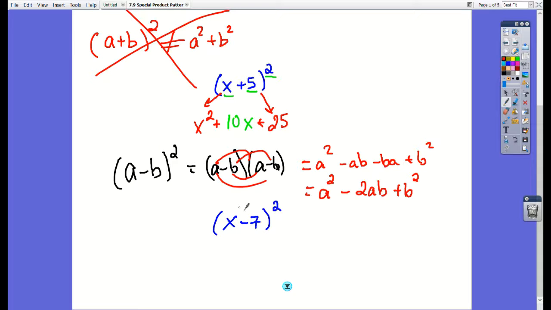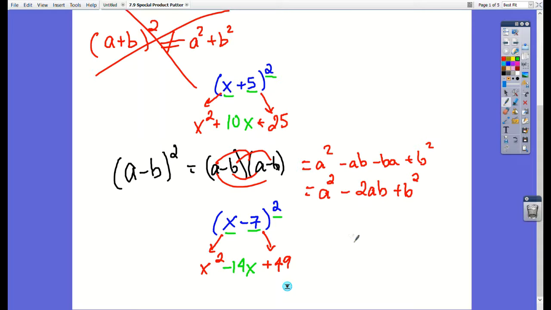we think about that pattern, a squared. So you're going to square your first term, x squared. Square that second term. What's negative 7 times negative 7? 49. It's a positive 49. And then think about it. The middle is 2ab, so 2 times negative 7 times x. The negative takes care of itself, because 2 times negative 7 is negative 14, times x is negative 14x. Notice that we didn't actually have to FOIL at all.